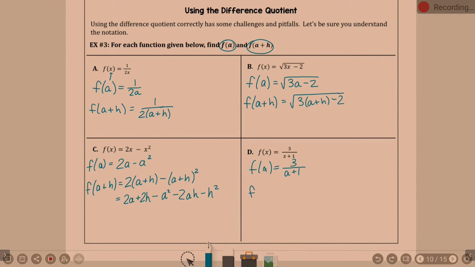F of a plus h. 3 over a plus h, that's one, plus 1.